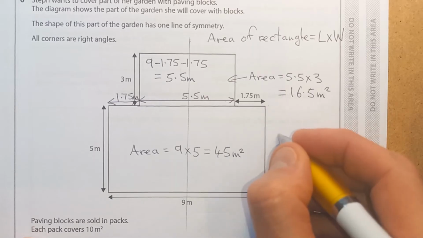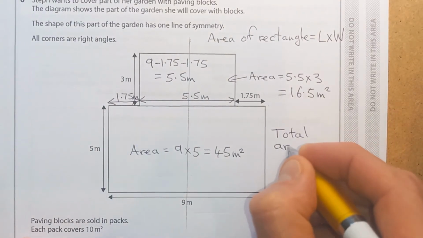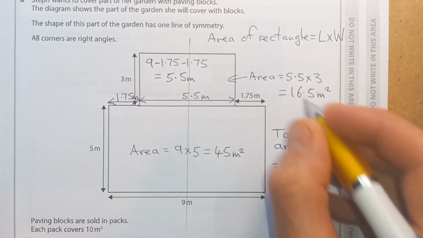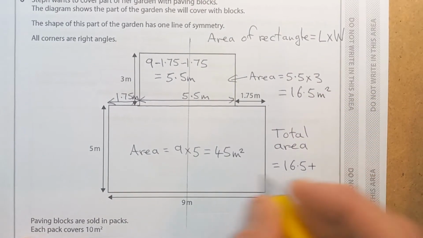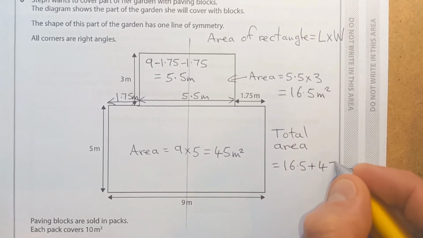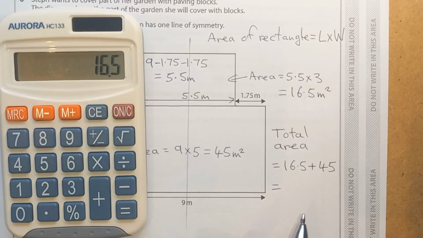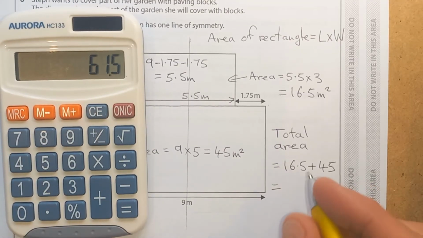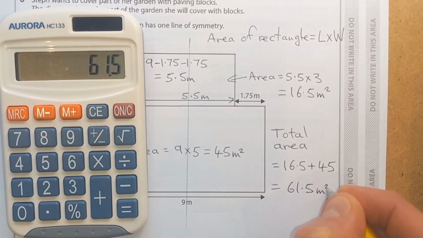Okay, so where should we do this? Let's do it here. So total area is going to be 16.5, which is the area of the top rectangle, plus 45, which is the area of the bottom rectangle. So again, I've left this in my calculator, so I can just add on the 45. So we've got a total of 61.5 meters squared.